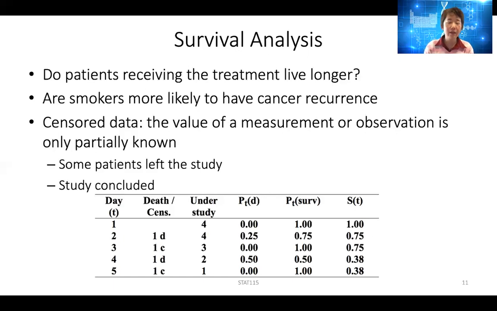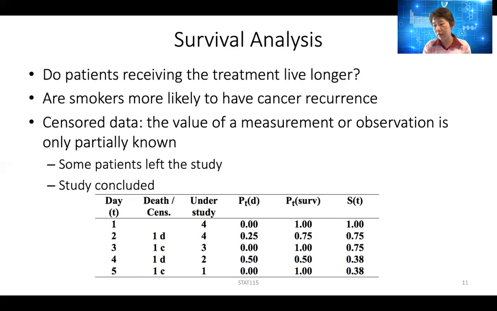And so anytime you deal with real patients in survival analysis, there's a very realistic thing called censored data. The value of the measurement or observation could be only partially known. For example, some patient has left the study, or the study has concluded and the patient hasn't died, but that doesn't mean that he will not die after the study finished.